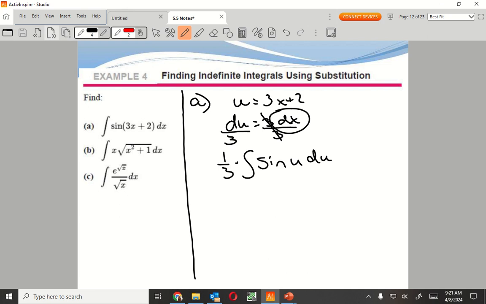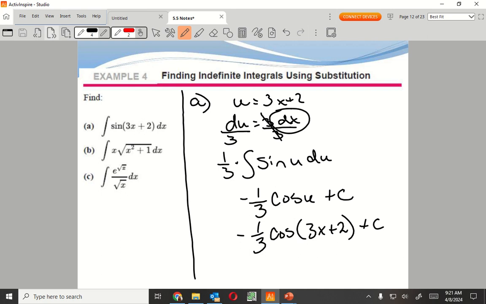Let's take my integration. So the integration of sine is going to give me negative cosine. Very good. So it's negative 1/3 cosine of u plus c. And what do I do with that u? Substitute. Just put it back in. So I get negative 1/3 cosine of 3x plus 2 plus c.